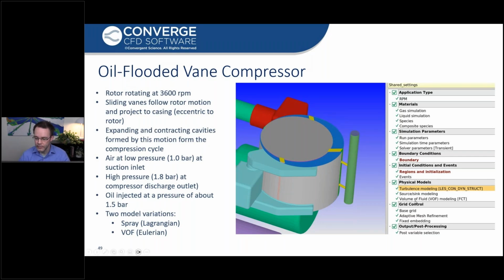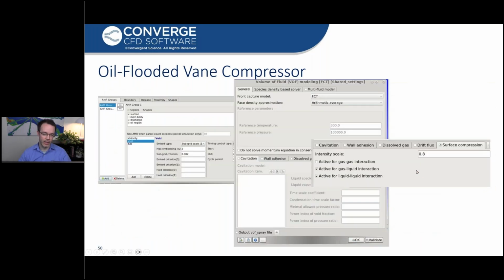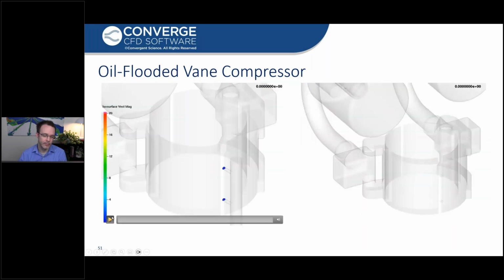The key models being the volume of fluid and the adaptive mesh refinement. To give you an in-depth look at this particular case setup, the adaptive mesh refinement settings are shown in the left side image, and the volume of fluid model settings are shown in the center. For the AMR, we have the velocity, the void fraction, and the mass fraction as our key controls. And for our volume of fluid setting, we have the flux corrected transport as well as surface compression active for this type of case.